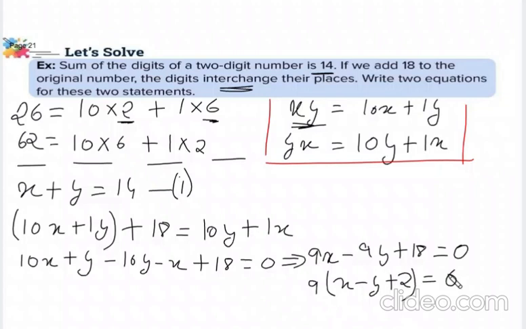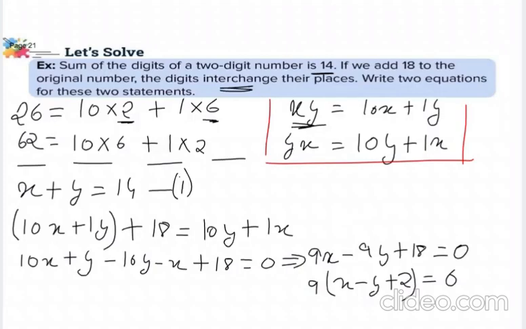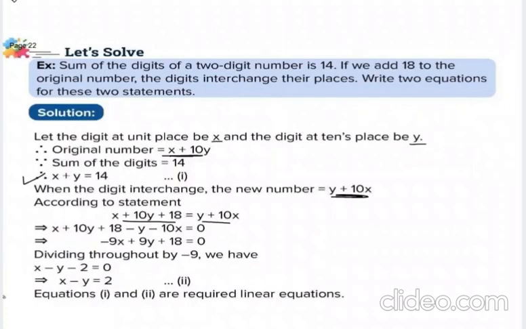So let's see the answers we get. We are taking x and y as the tens and ones place. The original number is x plus 10y, and as we did, the sum of digits x plus y equals 14. When the digits interchange, the new number becomes y plus 10x. So x plus 10y plus 18 is y plus 10x. That is what we solved here. When you open it, we get minus 9x plus 9y plus 18 equals 0. If we divide by minus 9 both ways, we get x minus y equals 2 and x plus y equals 14. These are my two linear equations.